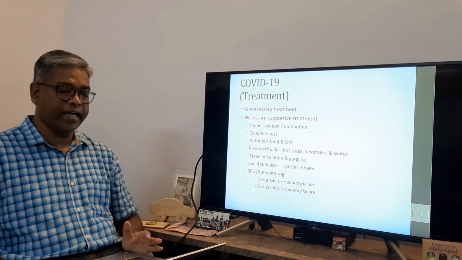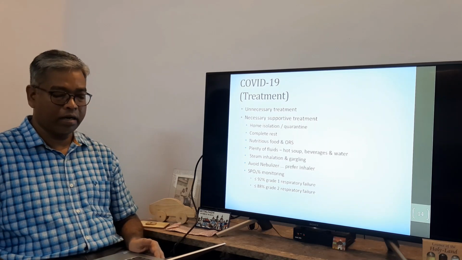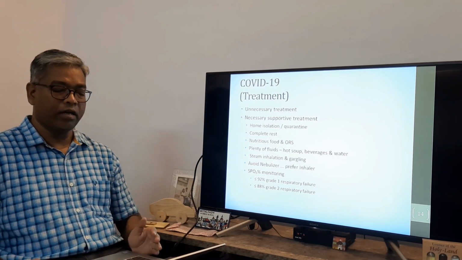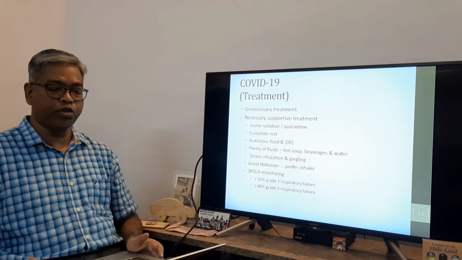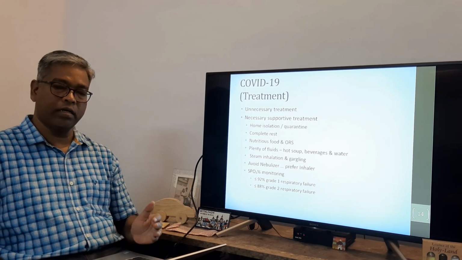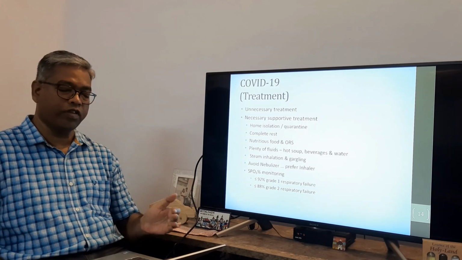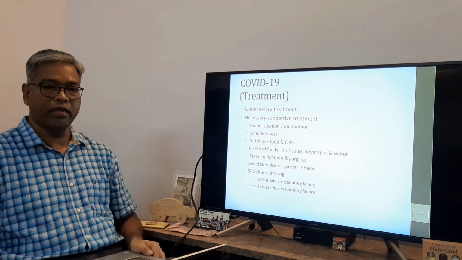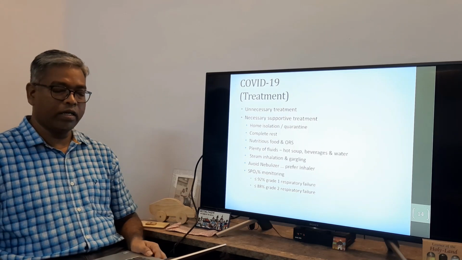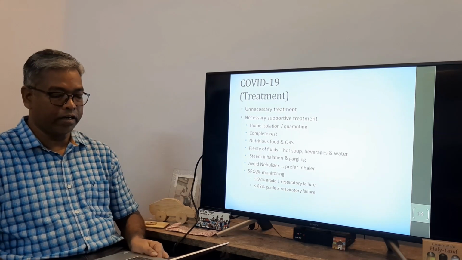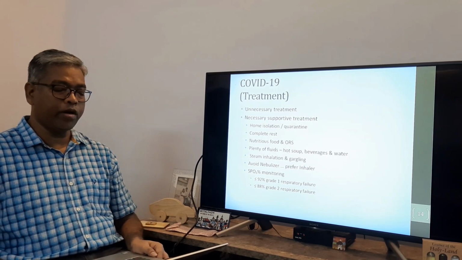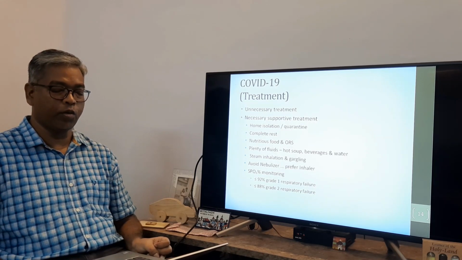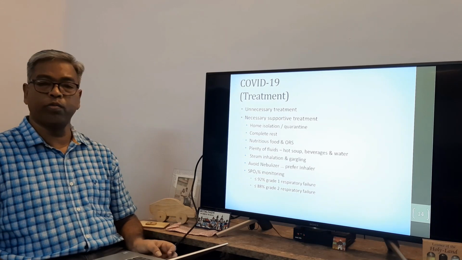I would suggest that you avoid a nebulizer and prefer an inhaler, because if you compare the two, the infection retained because of the use of a nebulizer will be higher in comparison to the use of an inhaler. And then keep on monitoring your oxygen saturation if you're at home also, SpO2 monitoring.